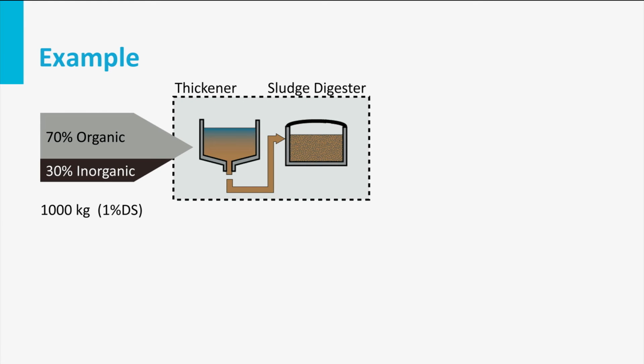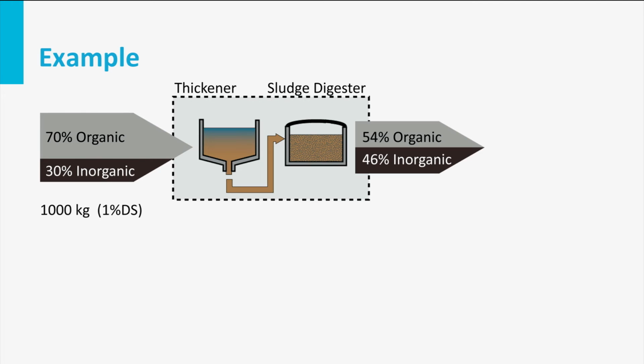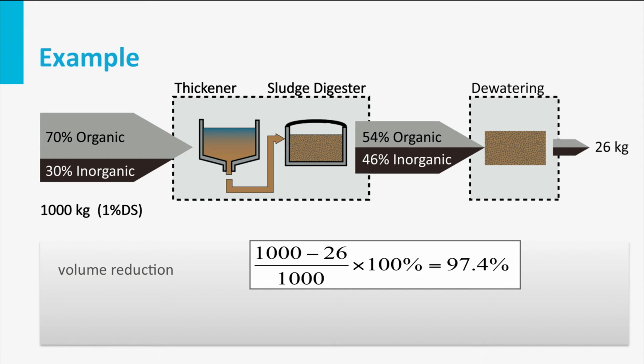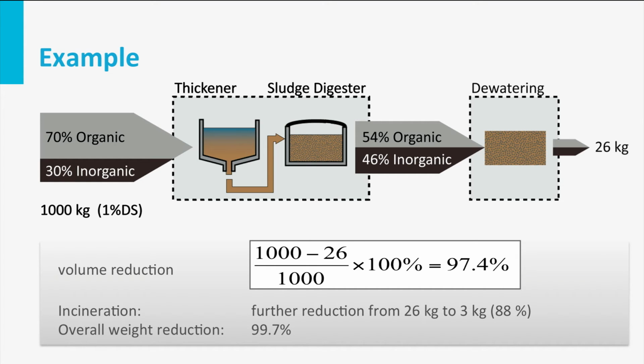After thickening and digestion, the organic fraction has dropped to 54% and the ash fraction is increased to 46%. Dewatering results in a sludge mass of only 26 kilograms, meaning a total volume reduction at the treatment plant exceeding 97%. If then the dewatered sludge would be incinerated, a further volume reduction of 88% is expected, meaning a total volume reduction of 99.7%.